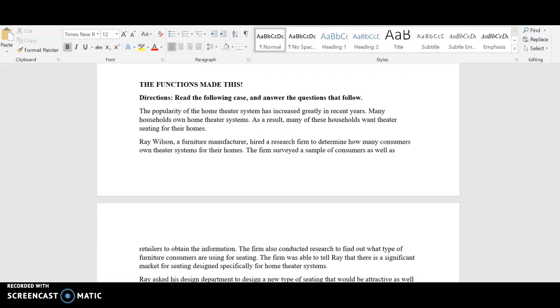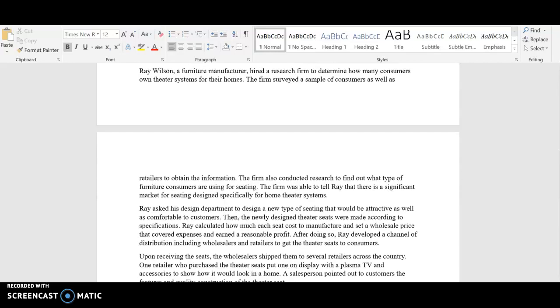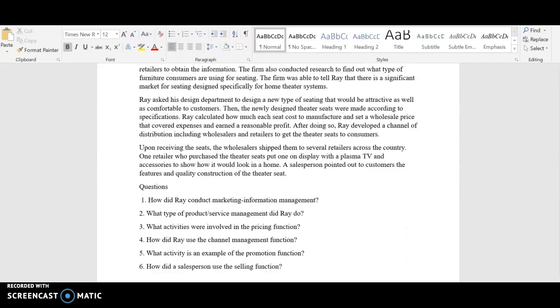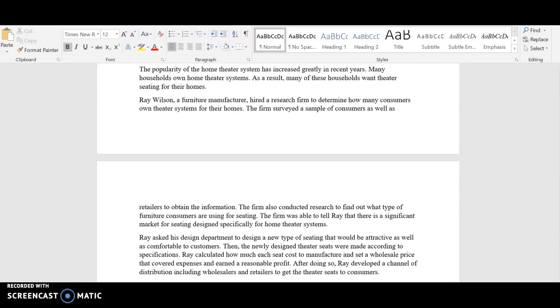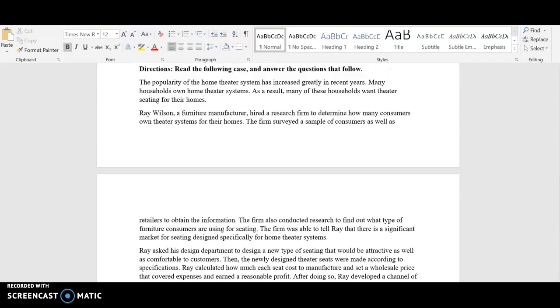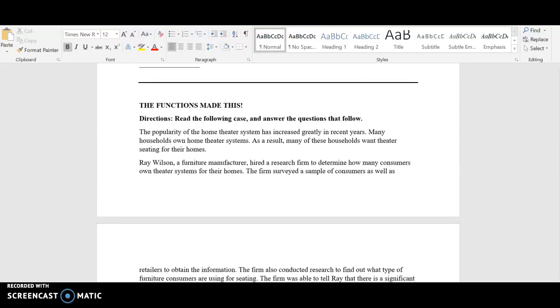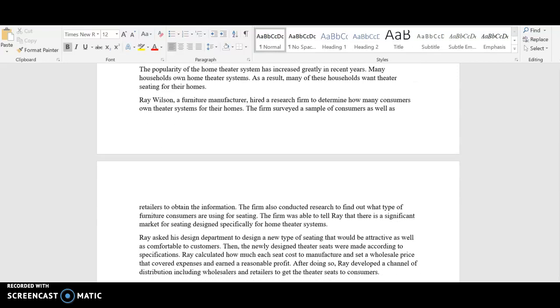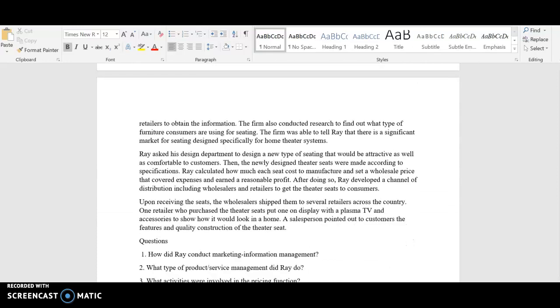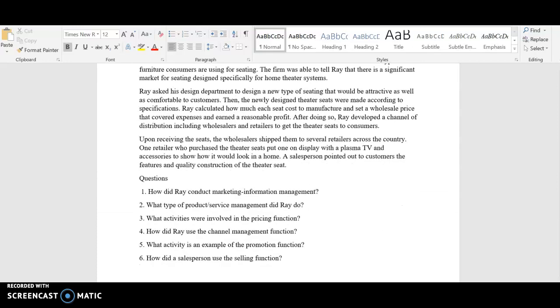Okay, so now that we've gotten that particular piece out of the way, the Functions Match is the activity you're going to be working on by yourself. So you're going to read the case and answer the questions that follow. The case scenario focuses on Roy, who has a furniture company, and this is what's happening at his furniture company. So this is what he's looking at as far as the scenario that's set up.